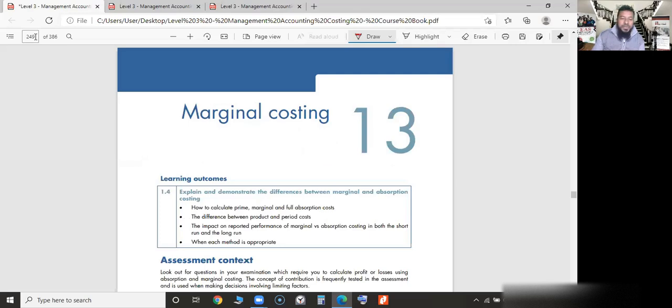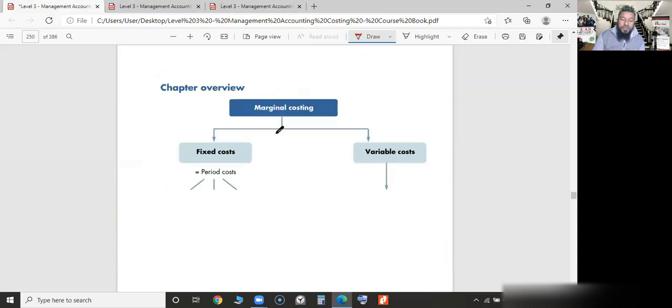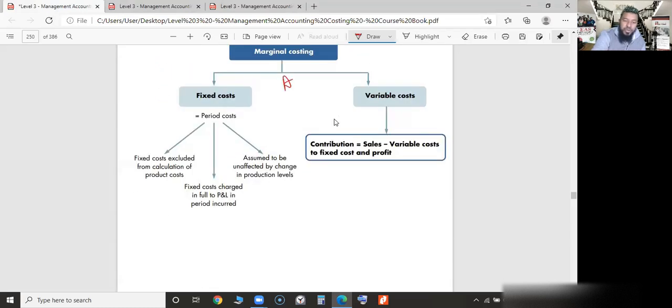Already as well. So I jumped into chapter number 13, marginal costing. Now, this is another technique. You have already learned the absorption costing technique, the activity-based costing technique, and this is marginal costing. Marginal costing is also known as variable cost. Yes, marginal costing is variable cost.